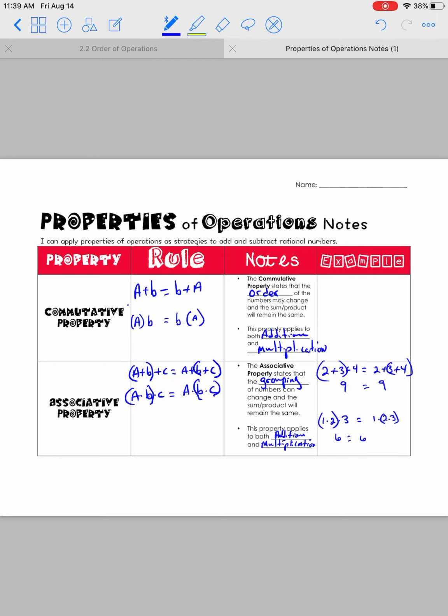Now I'll redo the examples for you to show what I mean. If I have 2 plus 3, that's the same as 3 plus 2. Notice how the order of the numbers just flip-flopped. Both of those equal 5, right? Or 3 times 4 equals 4 times 3. Same thing. The order flip-flopped. You got the same meaning. Both equal 12, right?